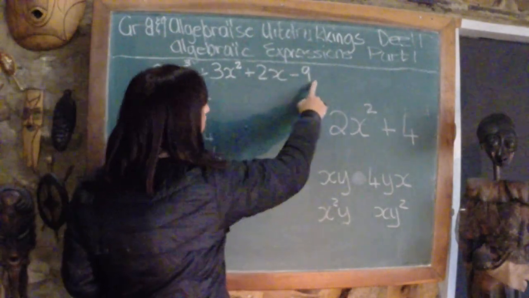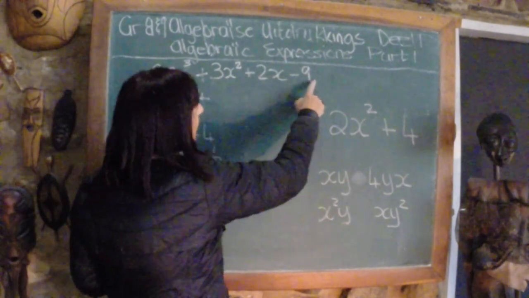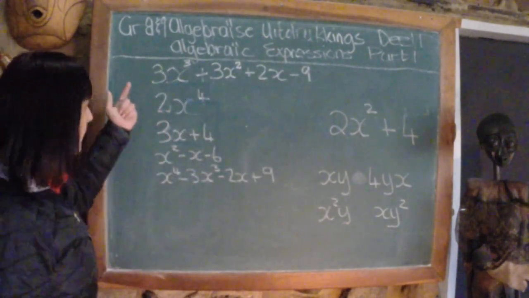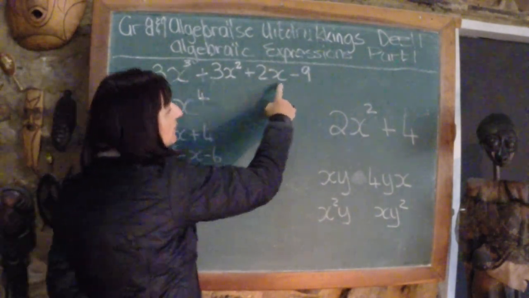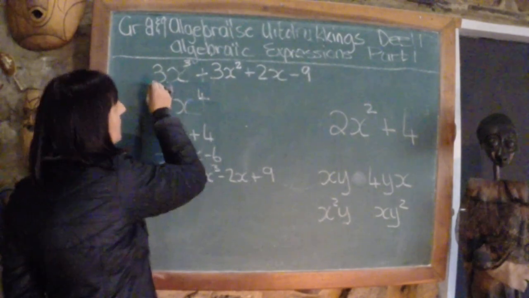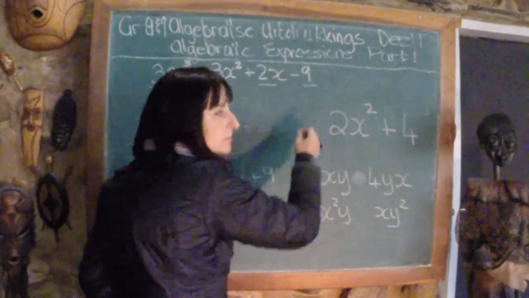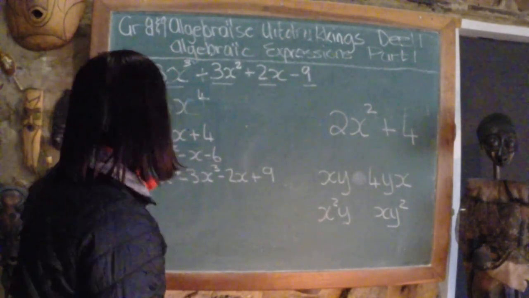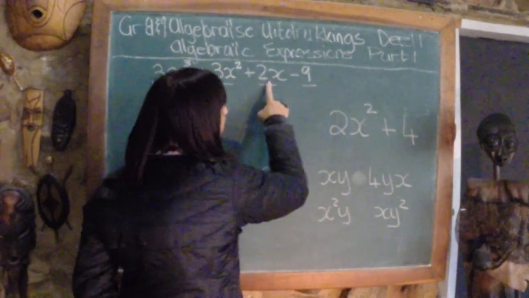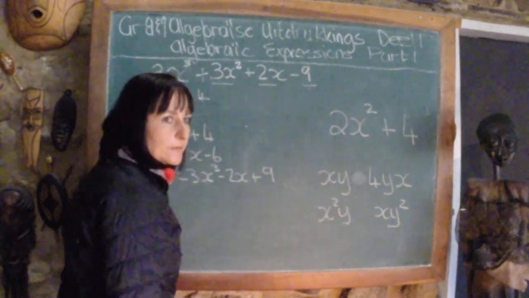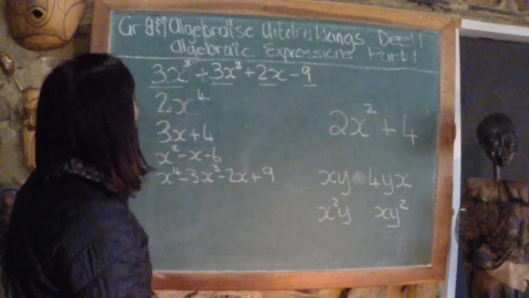As ons kyk na hierdie uitdrukking, dan sien ons daar is 'n rits goed in 'n ry langs mekaar geskryf. If you look at that expression, you will see that there's things written next to each other. These things we call terms. We name them terms. There's 1, 2, 3, 4 terms. How do we count terms?